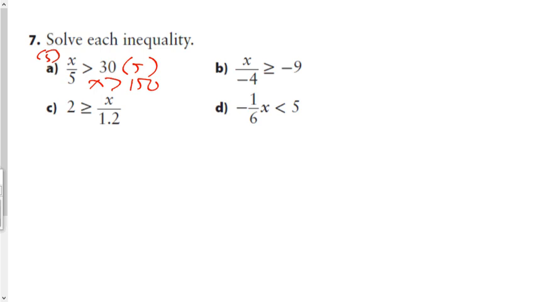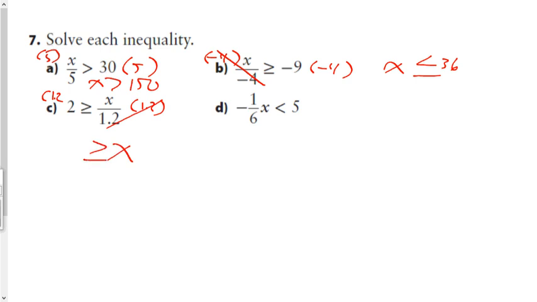In the second question, x divided by negative 4, I'm going to multiply both sides by negative 4. Because I multiplied by negative 4, I am going to flip the inequality sign and have my solution of any value less than or equal to 36. Here I'm going to multiply both sides by 1.2. And any value less than or equal to 2.4 is your solution.